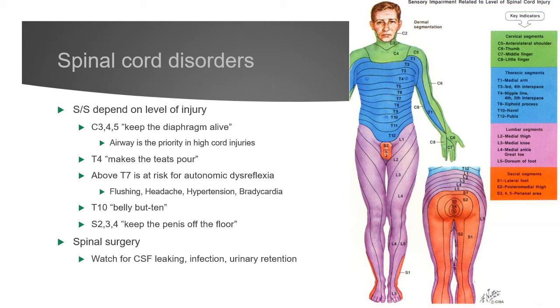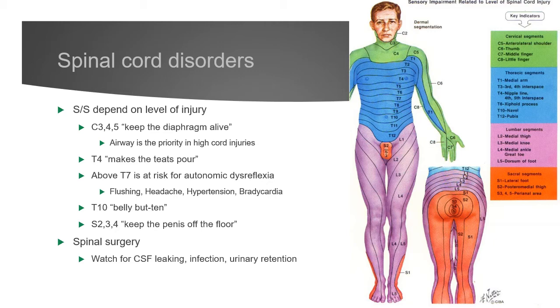Pressure injuries are not uncommon from a decrease in sensation and decrease in movement, and injuries above the level of T7 are at risk for developing autonomic dysreflexia. And this is when there is a painful or irritating stimulus below the level of the injury that causes this unopposed sympathetic response where the person gets flushing, headache, hypertension, bradycardia, as well as sweating below the level of the injury.